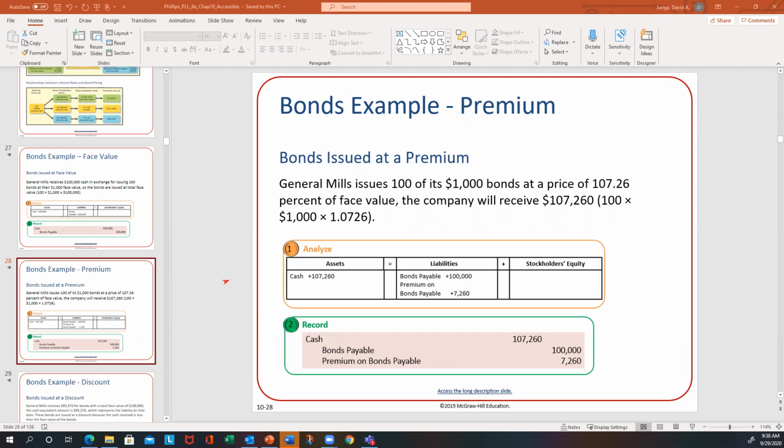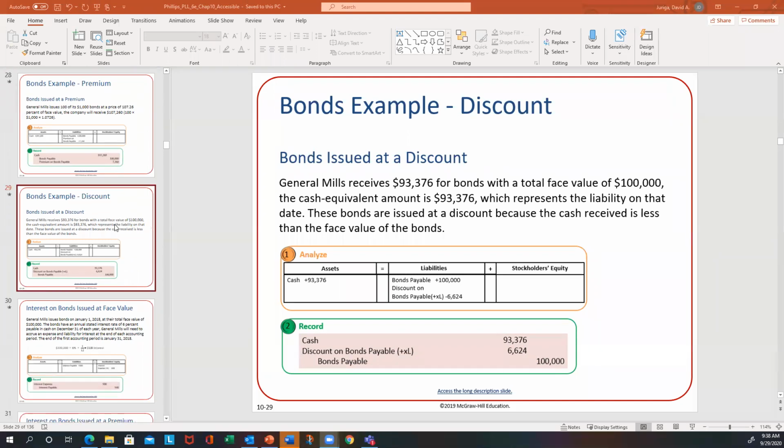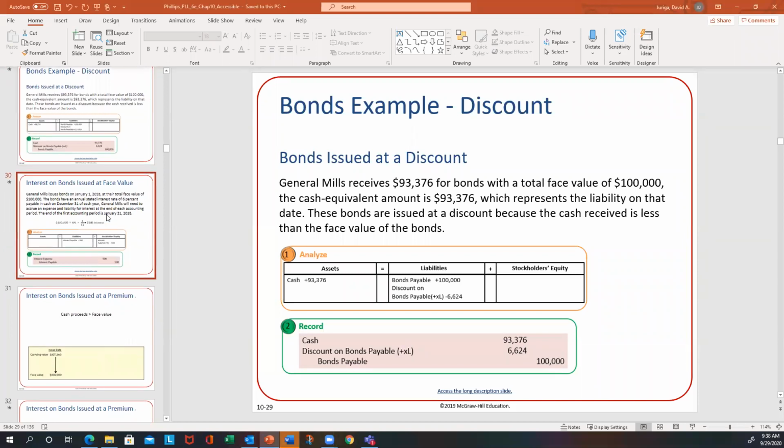That's how it works. Now the discount is going to go just the opposite way. You'll notice you debit cash, but the plug number is going to be on the debit side. Notice bonds payable still gets credited for face. And because we're getting less money than the face, we need to plug in a debit, and that debit is going to go to this thing called discount on bonds payable. All right, so that would be the three different ways in terms of how you would record the initial sale of a bond, either face amount, premium, or discount.